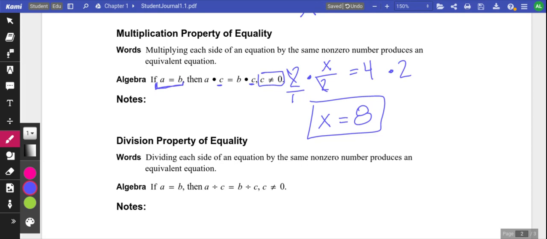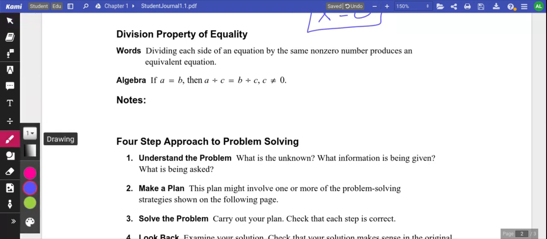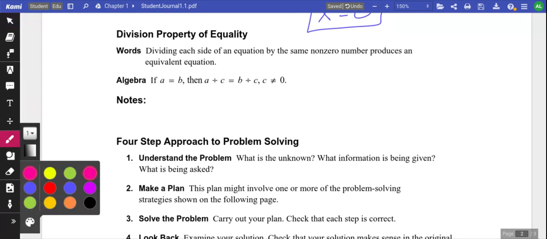Then we have the division property, which we can pretty much guess is the same thing as the multiplication property, except that we can divide each side by c. Same thing, you don't want to divide by 0. You are not allowed to divide by 0. Any number but 0, you can divide both sides of an equation by that number and you end up with the same equation.